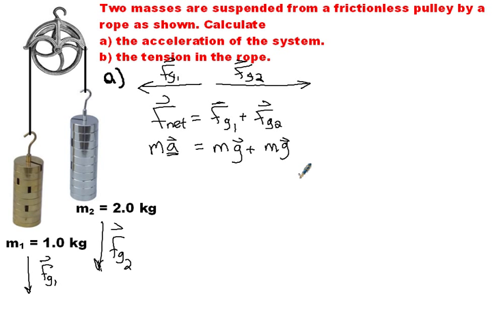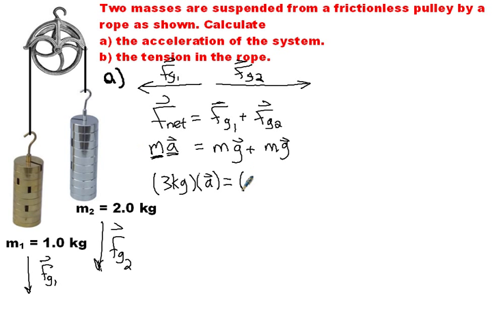Now I need to throw some numbers in for my variables, and this is where some students can get confused. Let's start with the mass for the net force. Because I'm looking for the acceleration of the system, that's of both the masses together, I'm going to have to use the sum of the two masses. So in this case, that's going to be 3 kilograms for my mass in the net force. So I'm going to add them together for the mass of the net force.